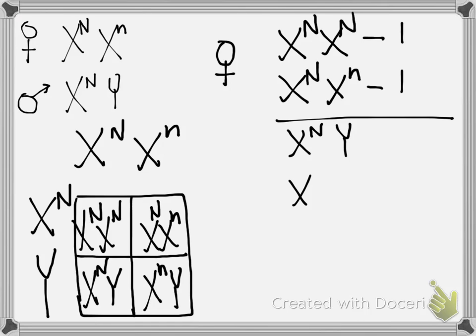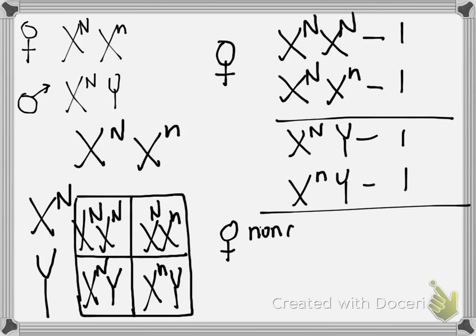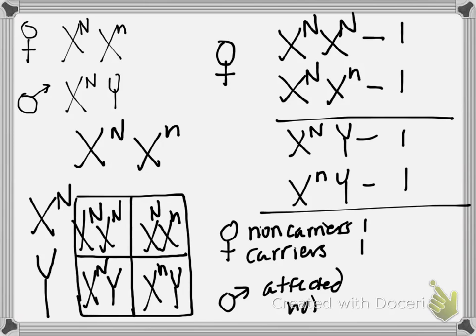Okay, so the other possible genotype we see for her male offspring is X little n Y. We see one of each. So what this means is that for her female offspring, non-carriers versus carriers are a 1-to-1 ratio. So half her daughters will be expected to be carriers. For her sons, affected or not is also 1-to-1. So we would expect that half of her sons would be affected with Duchenne's muscular dystrophy. Okay, that's it. Quiz tomorrow.